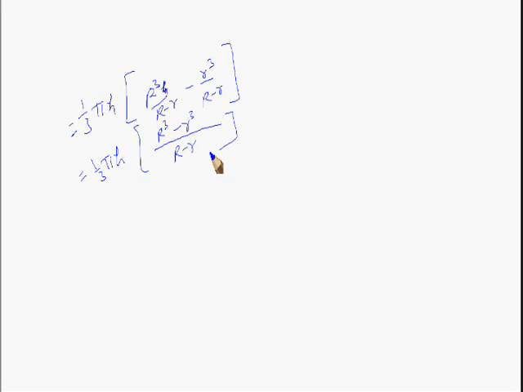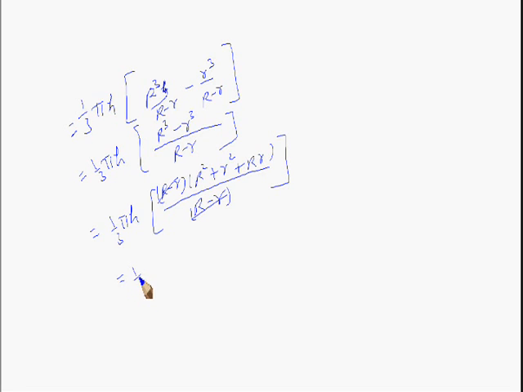small r cube. As we know the formula of a cube minus b cube, by expanding that formula we get a minus b into a square plus b square plus ab. So these two terms are the same, we can cancel out. So the formula for the volume of the frustum is 1 upon 3 pi h bracket capital R square plus small r square plus capital R into small r. This is the volume of the frustum of a cone.